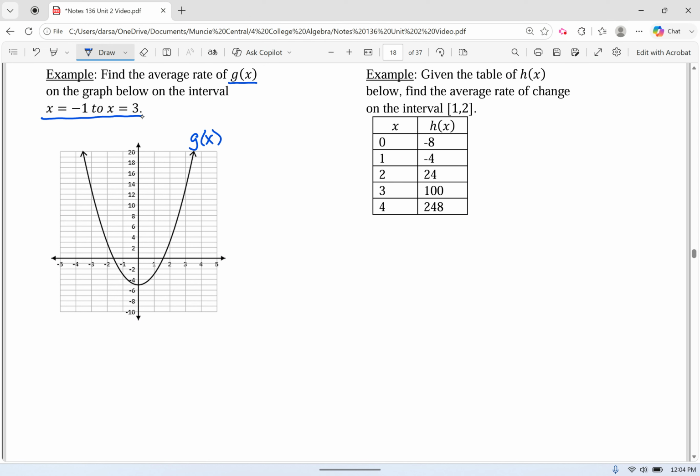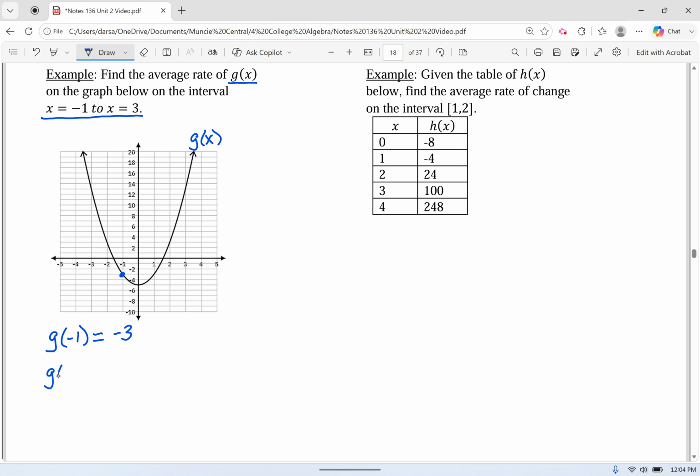And notice they're not giving us an interval in interval notation, they're just saying, here's your interval, go from this x to this x. So remember, a is always the smaller x and b is always the bigger x. So what is g of our a? What is g of -1? Well, how do I find that? Well, x is -1, and what is g of -1? That's the y value. So when x is -1, what is that y value right there? It's kind of hard to see, but that y value is in fact -3.